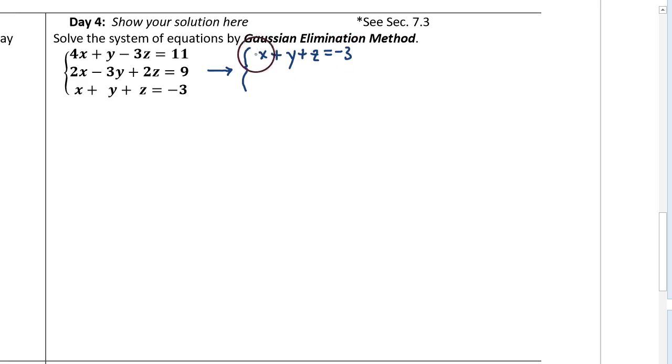Now that first equation has a leading coefficient of 1. I'll keep the second equation the same as it was, and I'll take the first equation and write it down here in the third spot. This is equivalent to the original system because we haven't changed any of the equations. We simply changed the order in which they were written down on paper.